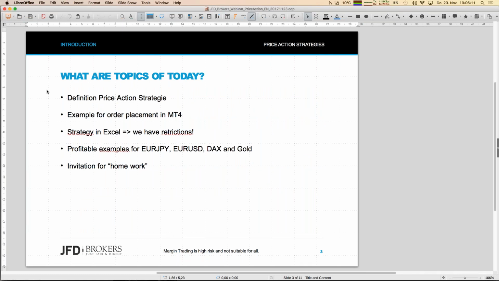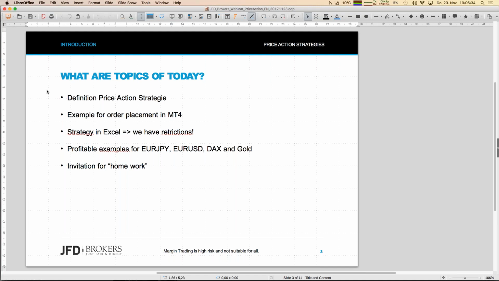We need a definition for price action. You may think, okay, that's easy, but we want to place orders. So we need a little bit more of that kind of definition in order to really say how we want to place our orders. And besides the pure definition, there are maybe several price action strategies around.